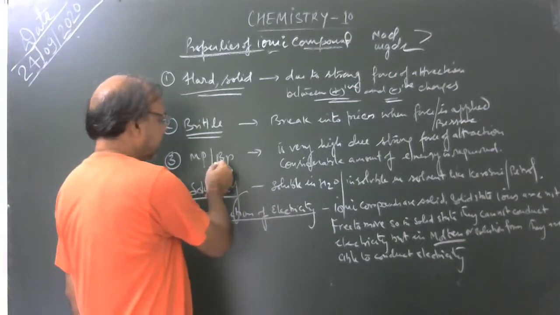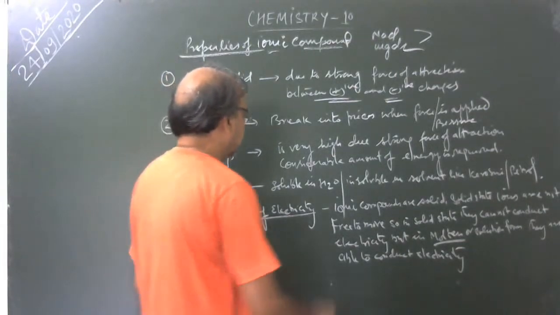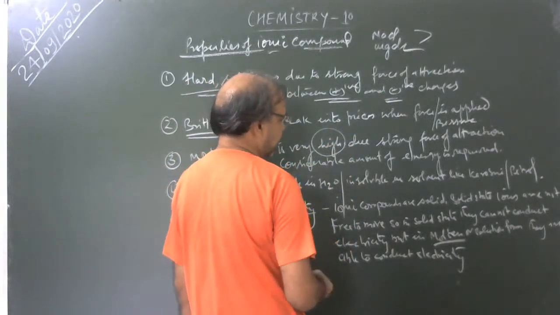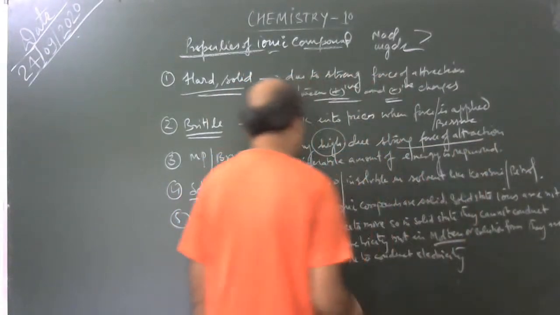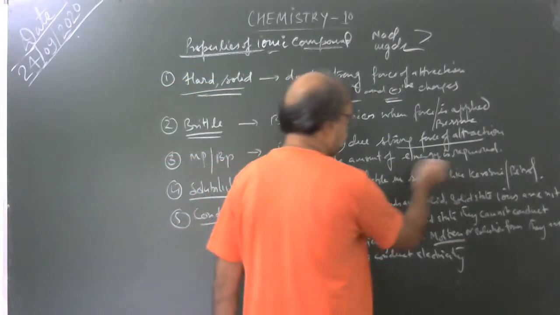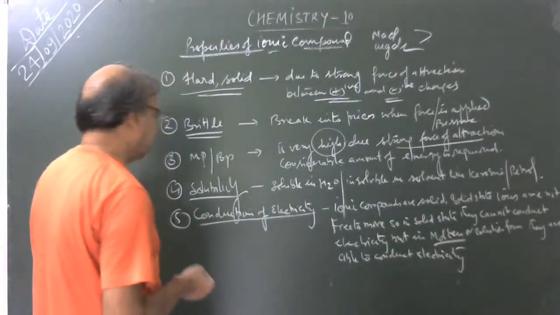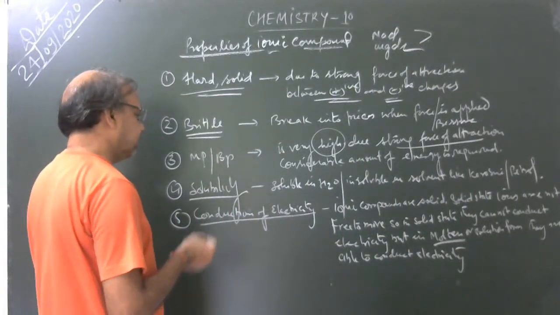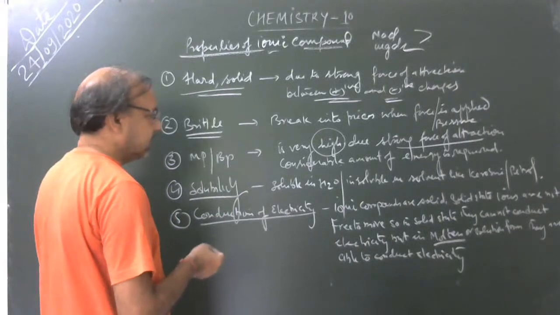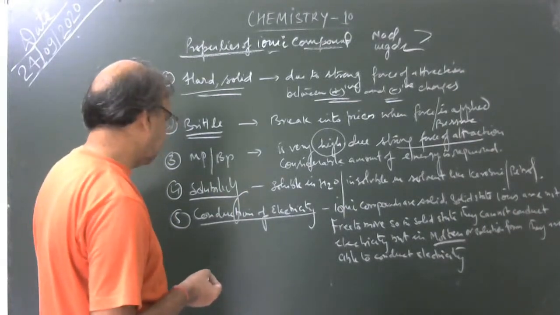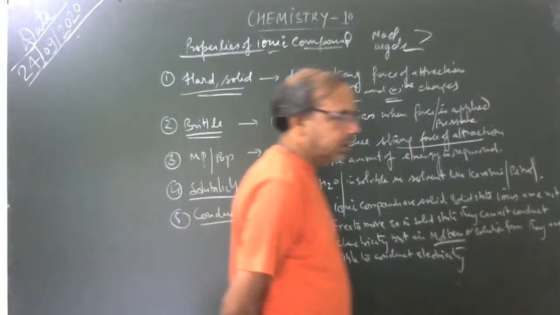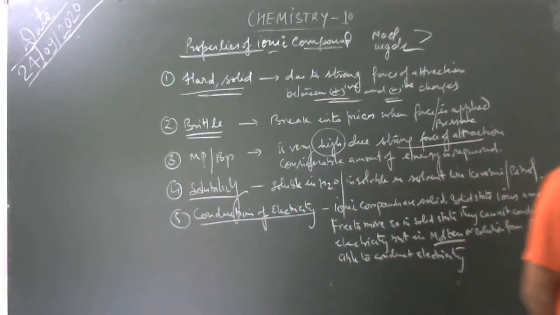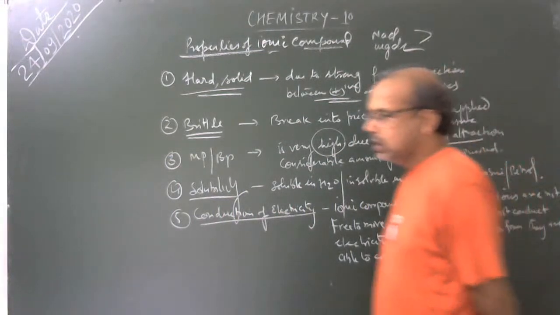Another property is that they possess very high melting point and very high boiling point. The reason is the strong force of attraction, and they require a considerable amount of energy to boil or melt. In solubility, they are soluble in water but unable to dissolve in kerosene and petroleum. In conductance of electricity, when they are in the solid state, their ions are not free to move, so they are not able to conduct electricity.